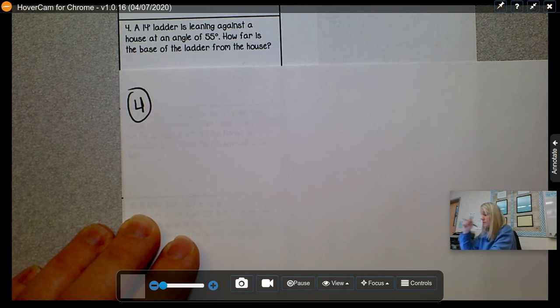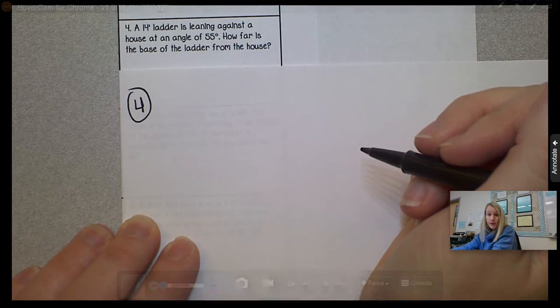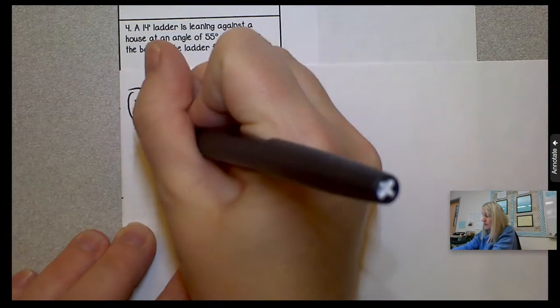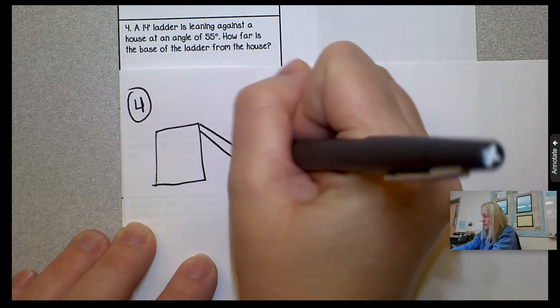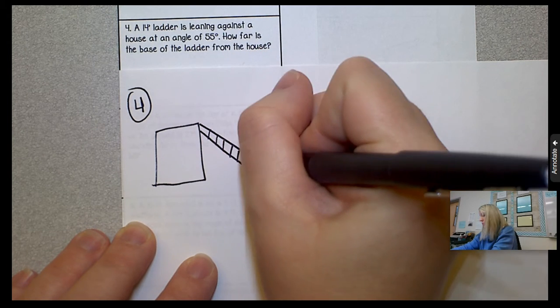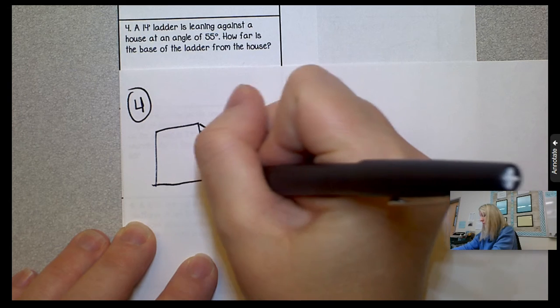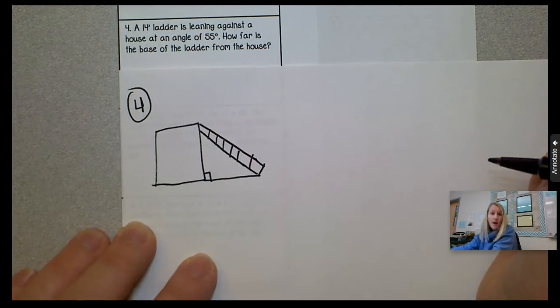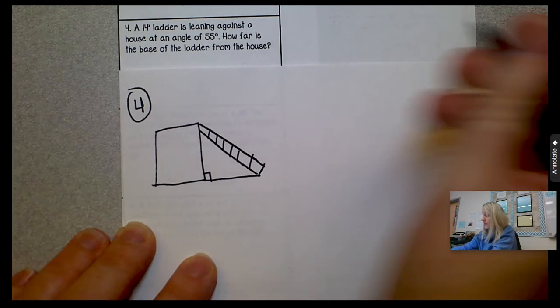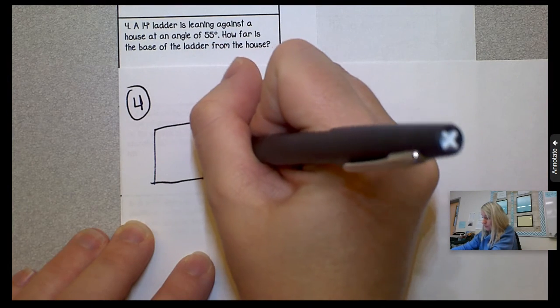So number 4, once again, always draw a picture. If you're ever confused, you have a house, you have a ladder leaning against the house. You have a thing that makes a nice right triangle. Delightful. So the ladder is 14 feet. So this is the ladder, right? So this is 14 feet.